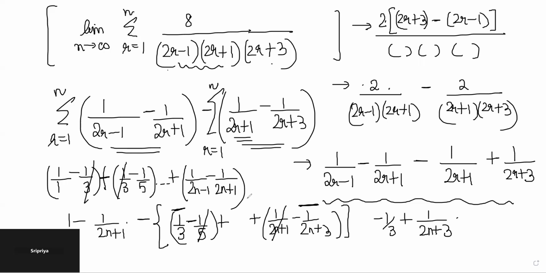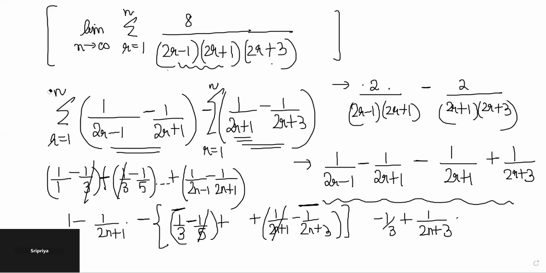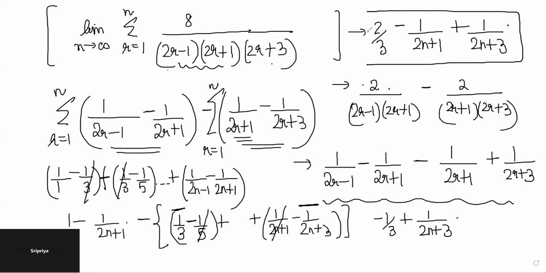So the summation finally is becoming 2 by 3, minus terms involving n. But n will be infinity. This is what your summation is. When you take n tends to infinity, the answer is 2 by 3.